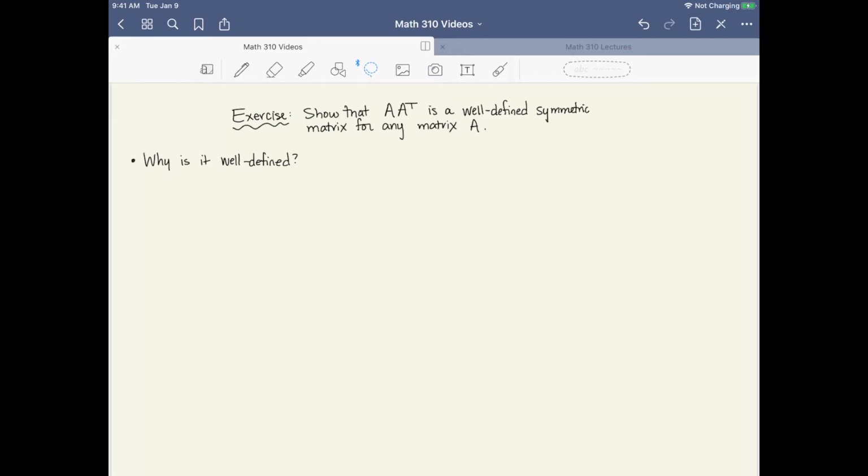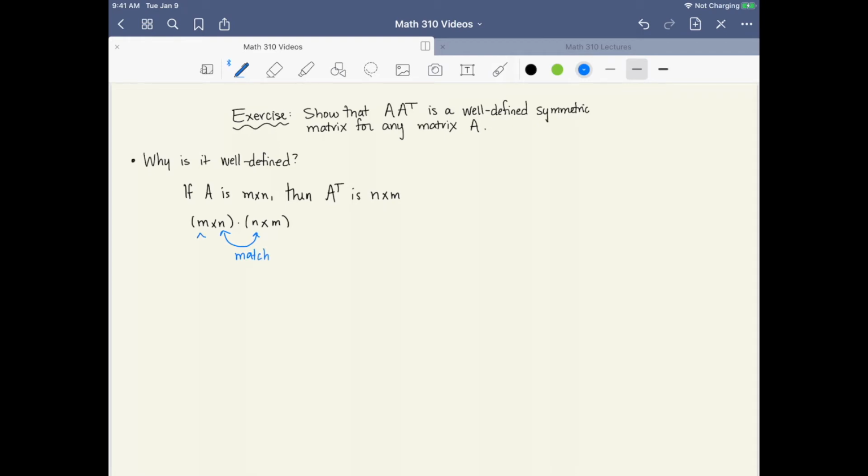Well, the first thing to answer is, why is it well-defined? So let's not assume that A is square. Let's let A be any matrix. If A is any matrix, then it's M by N. And if A is M by N, then A transpose is N by M. So if we think about multiplying these together, what we're multiplying is an M by N times an N by M. And these dimensions match. Because these dimensions match, that means our multiplication is well defined.